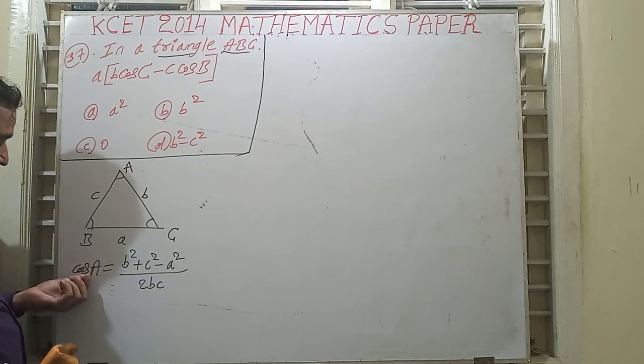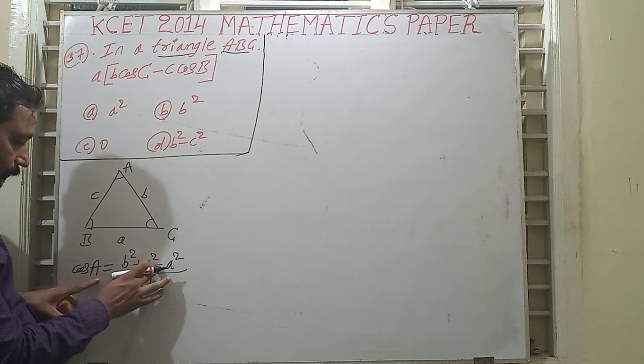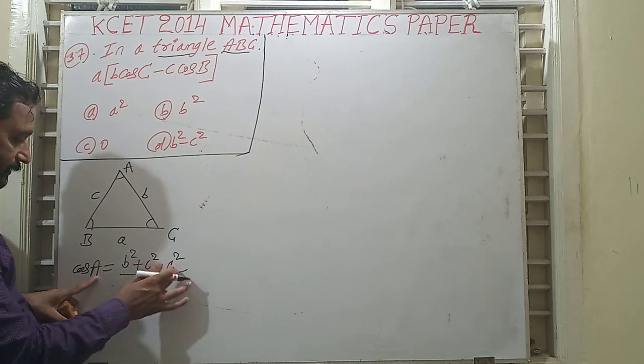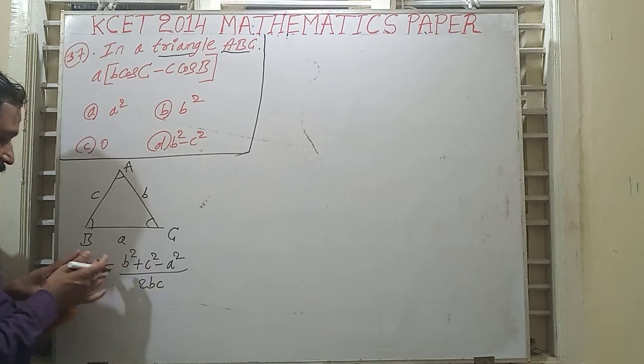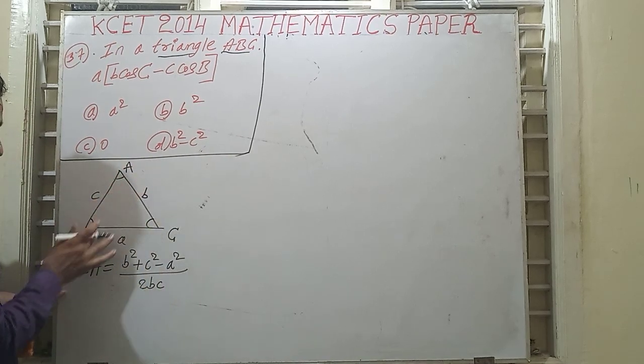In this case we write the cos A value. So angle A, opposite side a: minus a square, remaining b and c, b square plus c square, divided by 2bc. In the same way we can write for b and c.